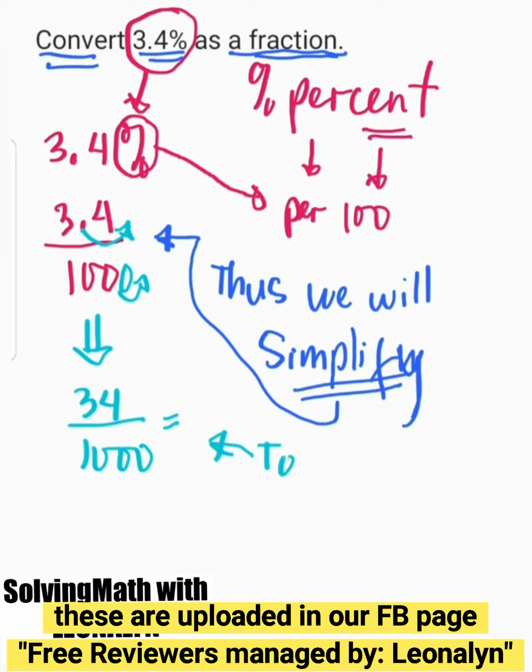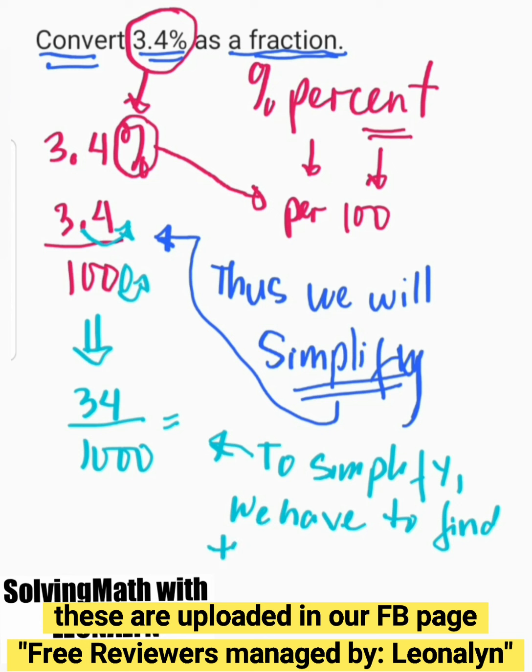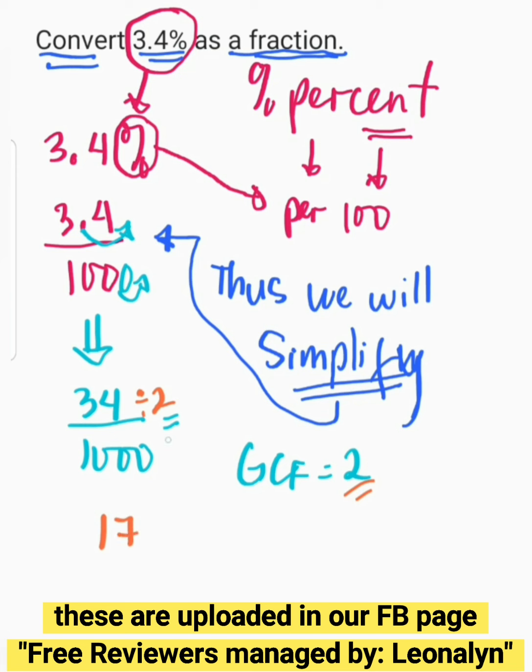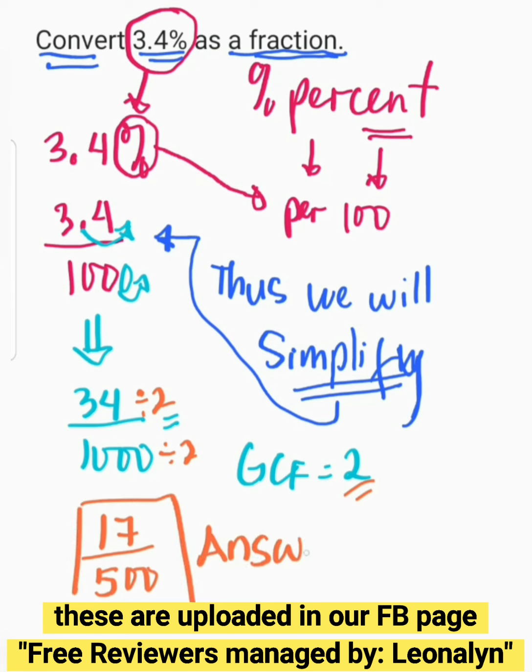Now we have to find the greatest common factor to simplify this 34 over 1000. And the greatest common factor is 2. So therefore, we will use this 2 to simplify 34 over 1000. 34 divided by 2 equals 17. 1000 divided by 2 equals 500. So therefore, the answer is 17 over 500.